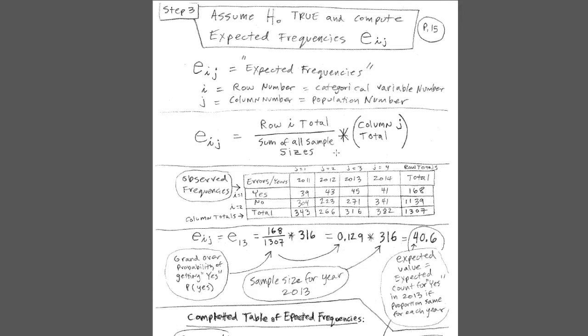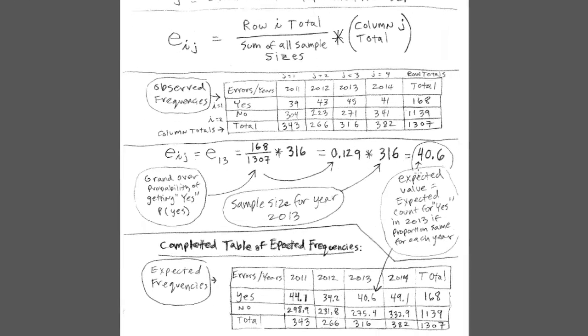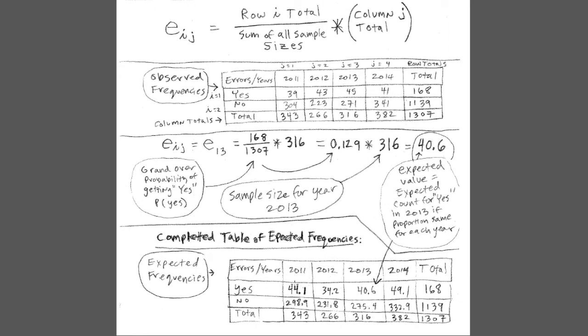Every single cell in our table for the yes for all the years and the no for all the years will use this formula. Our example, expected frequency row 1, column 3. There's that percentage times the sample size. Boom, we get 40.6. We're going to have to do that for each one of the cells inside the table. Now notice something. This looks like a lot of calculating. But that's what Excel is for. Notice column, column, column, row, row. It'll be easy in Excel.